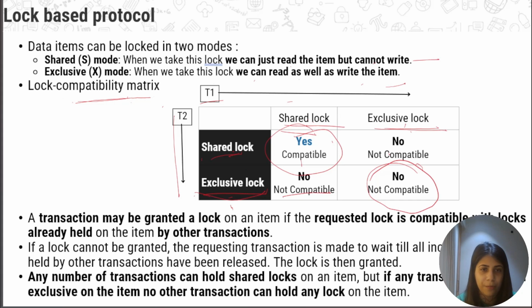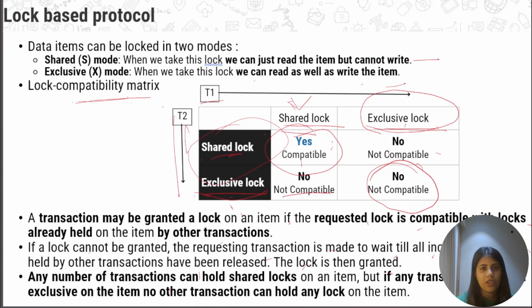A transaction may be granted a lock on an item if the requested lock is compatible with the locks already held on the item by other transactions. So when both transactions are going on and there is already a shared lock on T1 and T2 also has a shared lock, then the access will be given. However, if it is trying to apply an exclusive lock and the shared lock is already there, then it is not compatible. If a lock cannot be granted, the requesting transaction is made to wait till all compatible locks held by other transactions have been released. The lock is then granted.